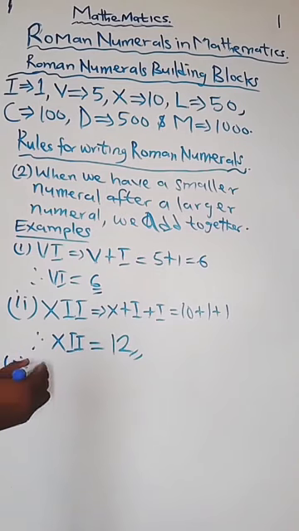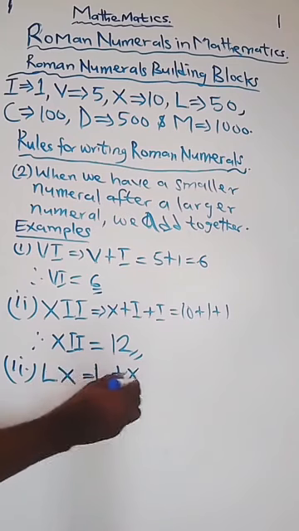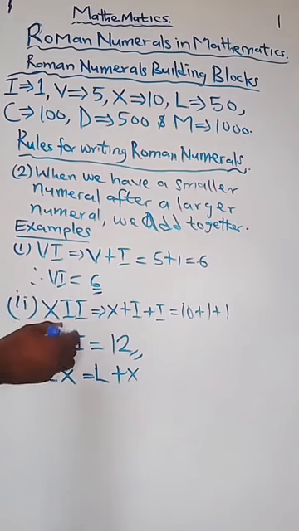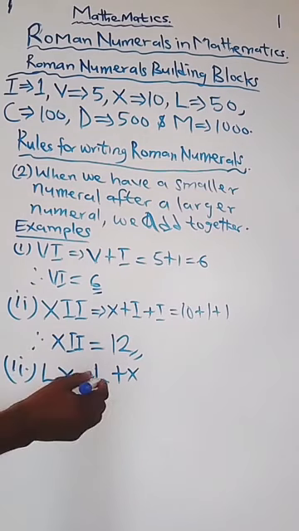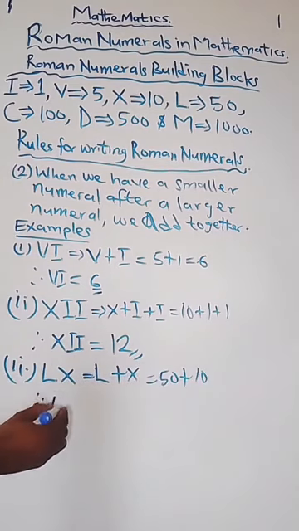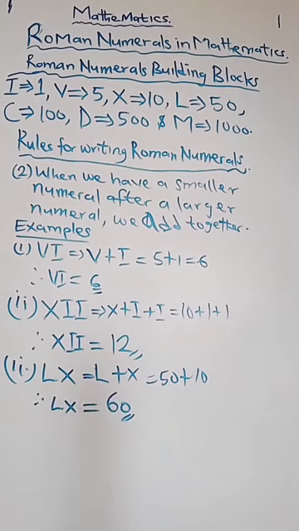Let's look at one more. Let's say you have LX. L is 50 plus X. L is 50, X is 10. So L is bigger than X, and X is after L. So that's why we are adding together. Take note of that. So LX will be 50 plus 10. So therefore, LX equals 60. So that is the second rule of Roman numerals.